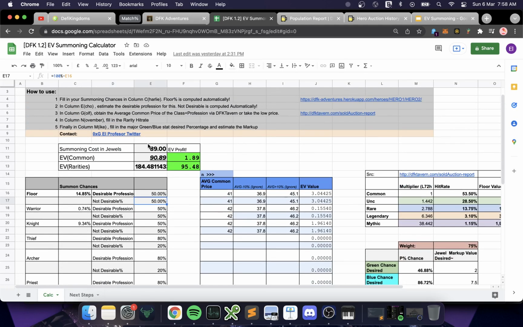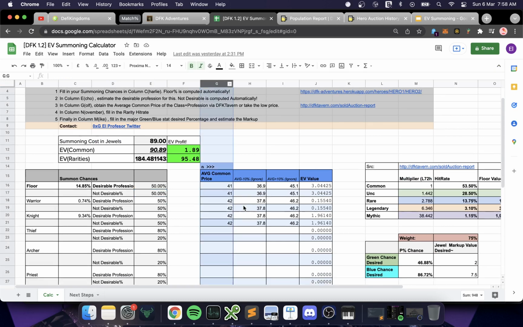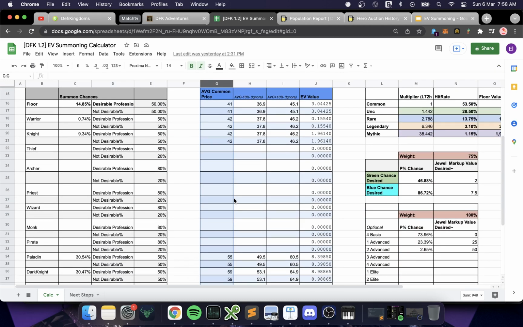And then the most important one is like, okay, what are the prices, or the average or the low prices, I use the low prices here, of you getting that hero, right? So for instance, a knight that is desirable or not desirable, doesn't really matter. It's like, what's the lowest price, right? So I looked into the tavern yesterday and then found the numbers.